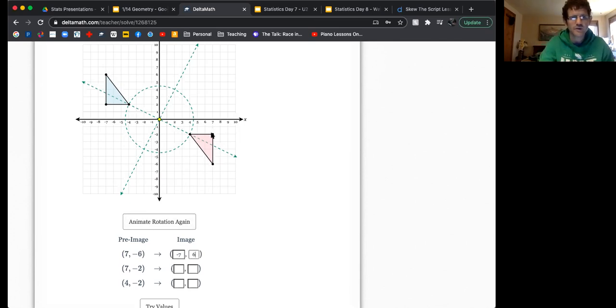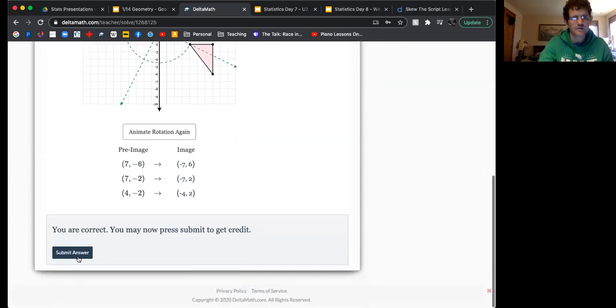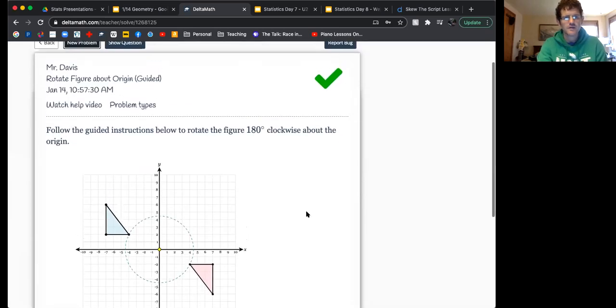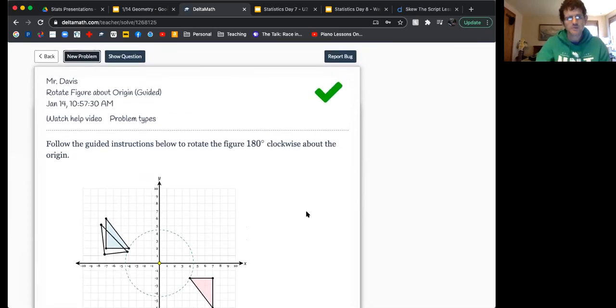7, -2 is this point, and I'll animate that one. So 7, -2, if I follow that point the entire way, it takes me to -7, 2. And lastly, that means this point got rotated to here, and that was -4, 2. And I'll just submit that answer, and there we go. It's a green check mark. So if that makes sense, you're going to do a few problems like that just to understand the idea of the rotation. This is going to give you a good visual for that.